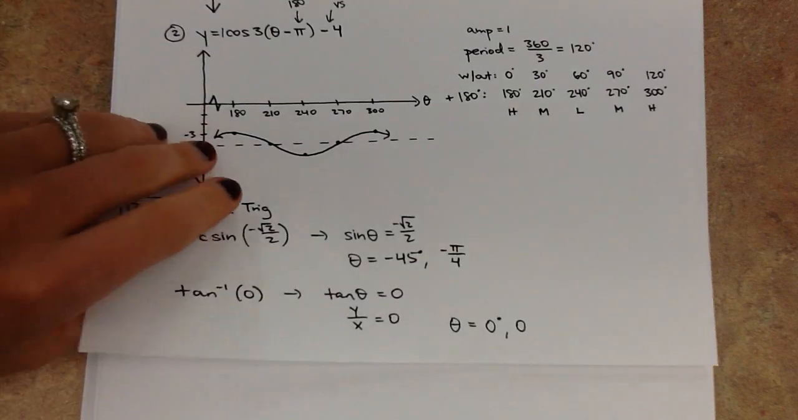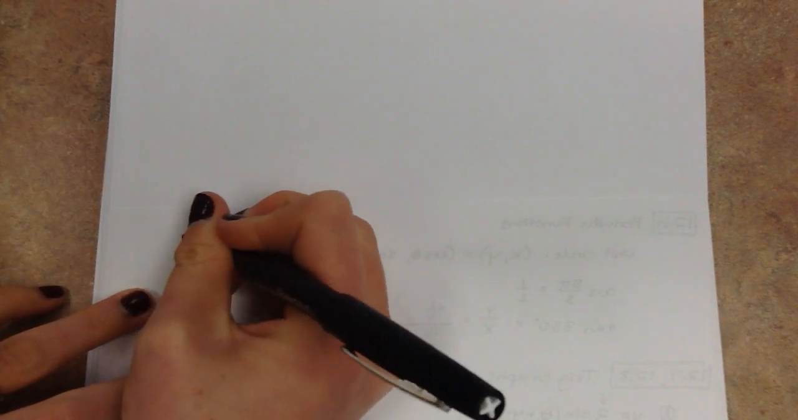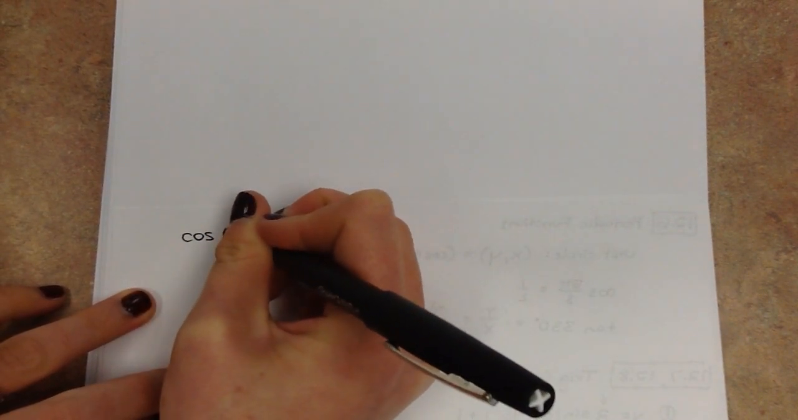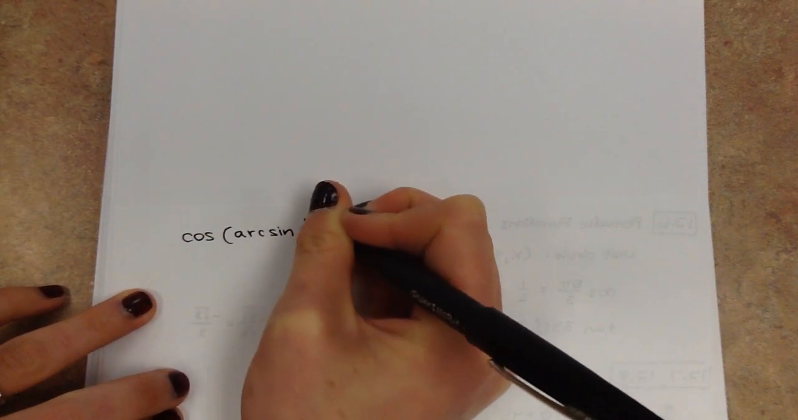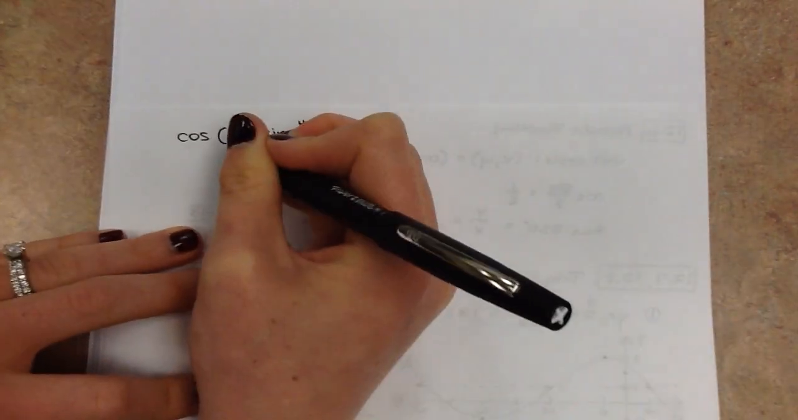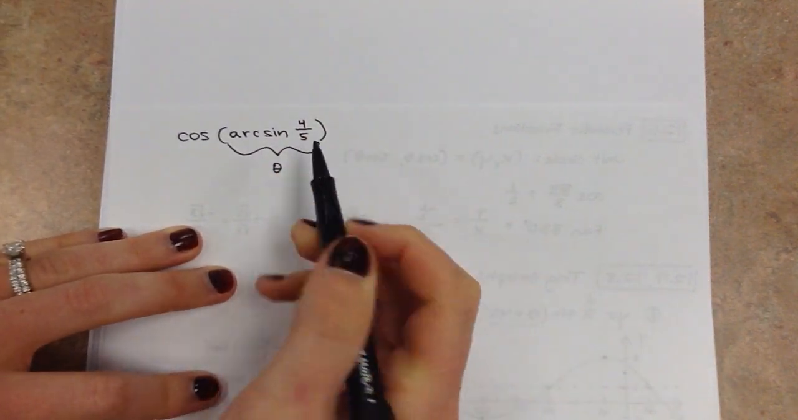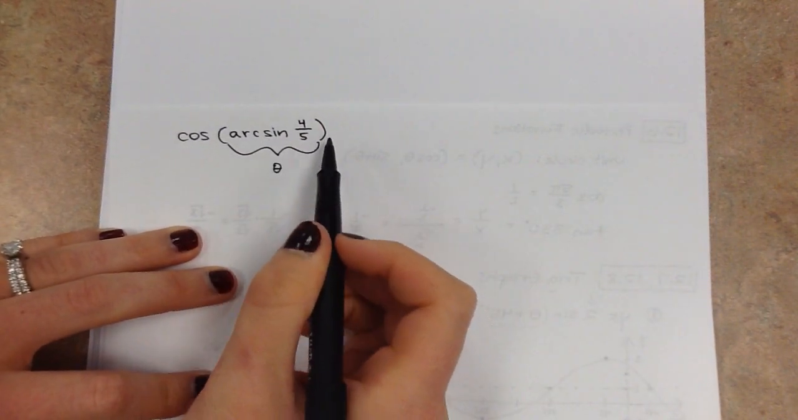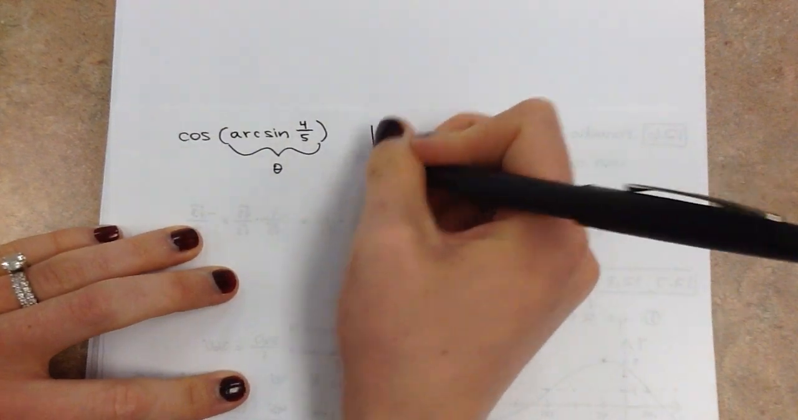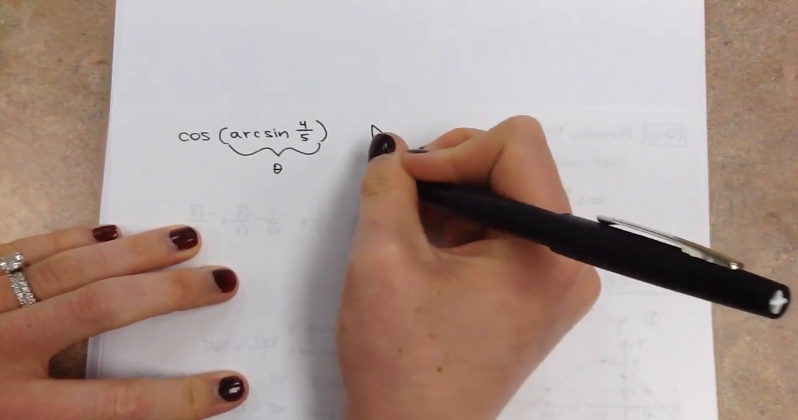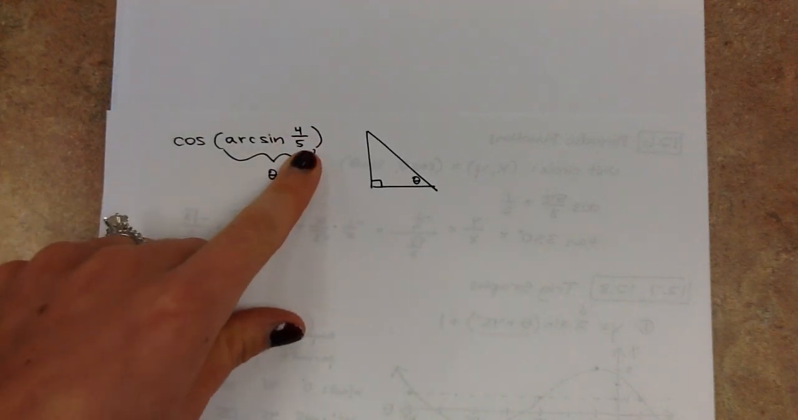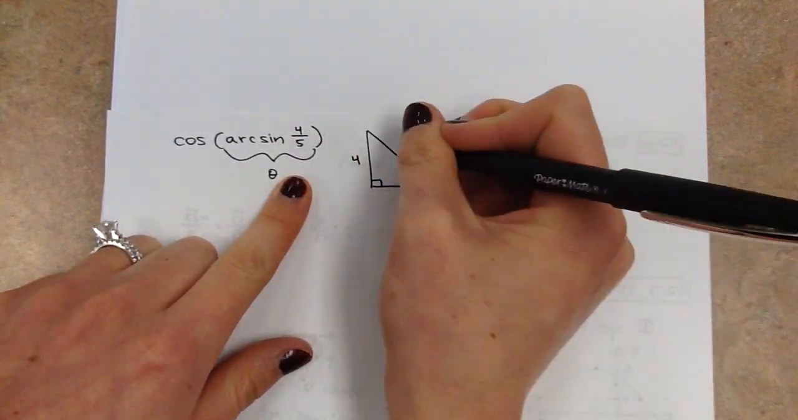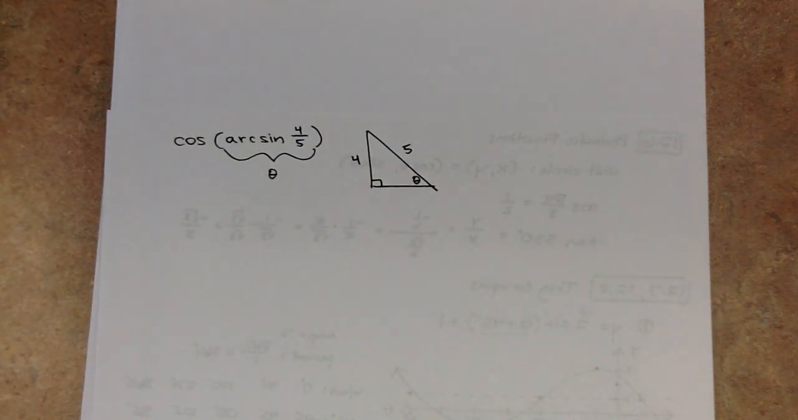Okay, very, very last thing that we saw in 12.9 were these things that you used a triangle for. So say I gave you this. Okay, so this piece right here, this refers to an angle. It's an angle that has a sine of 4 over 5. Okay, so you draw a little right triangle. Here's the angle. If the sine is 4 over 5, that means the opposite is 4 and the hypotenuse is 5. So you find the missing side.